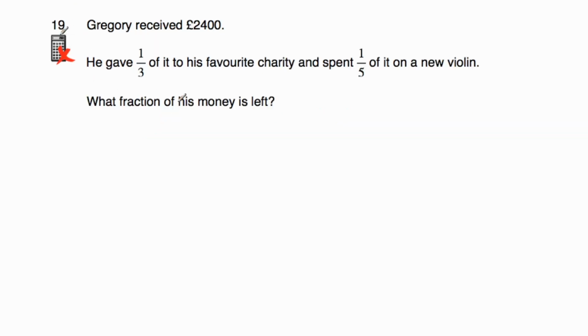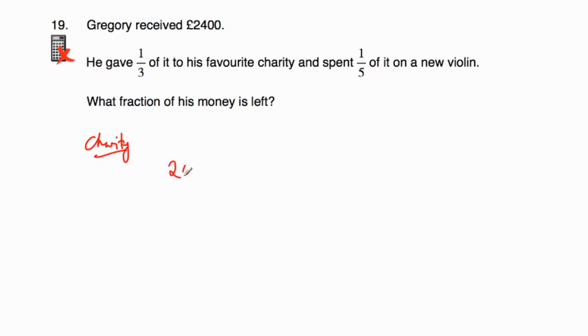Okay, let's have a look at our next question, question number 19. Gregory received £2,400 and he gave a third of it to his favourite charity and spent a fifth of it on a new violin. What fraction of his money is left? So let's find out how much money Gregory gave to the charity and how much he spent on the violin. Let's start off with the charity. He gave a third of the money to his favourite charity. So to find a third of a number, you divide it by 3.